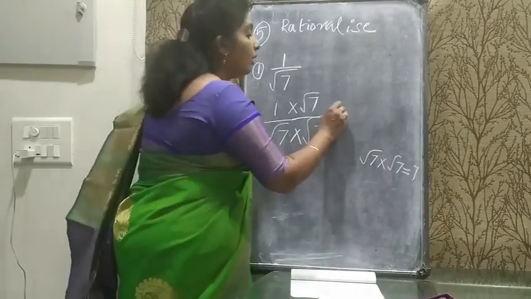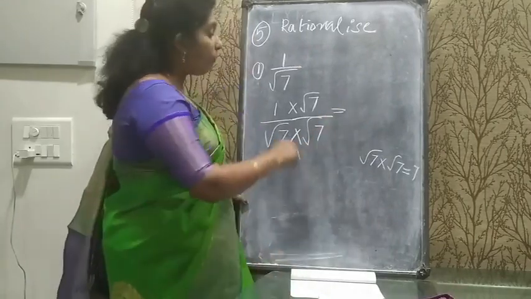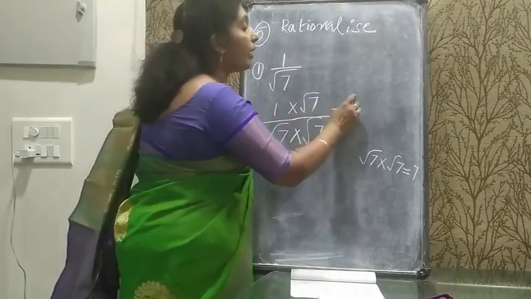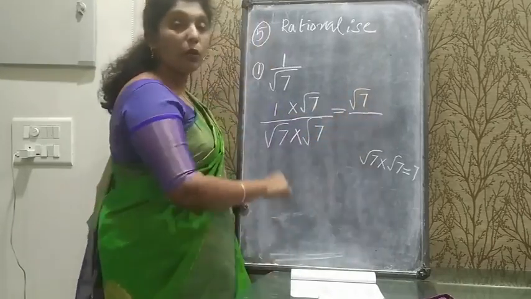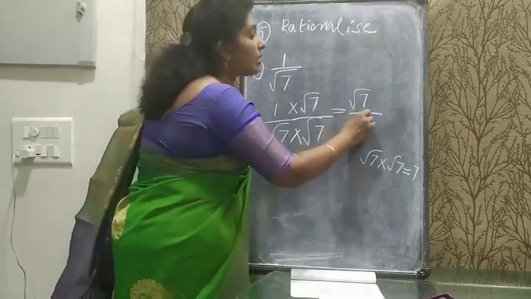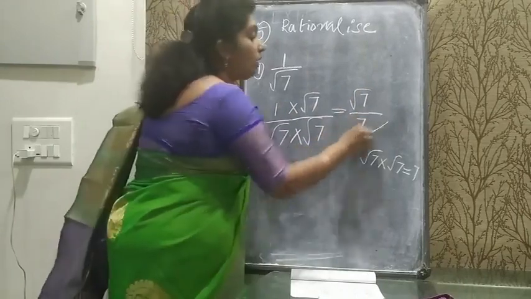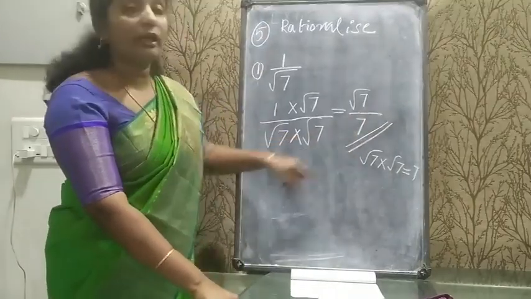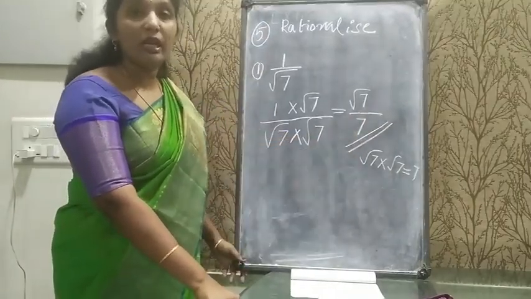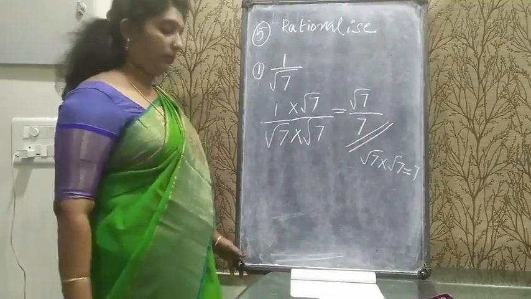So here, now simplify it. 1 into root 7, the numerator, will be root 7, and the denominator root 7 into root 7 will be 7. This is the answer. Here you can see the denominator is 7, which is a rational number.